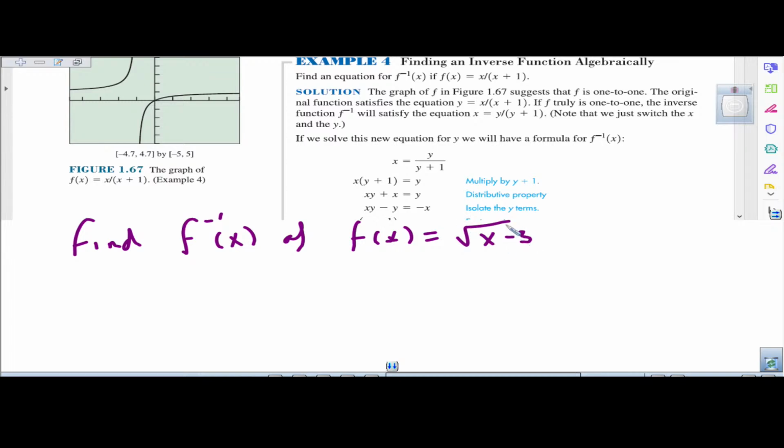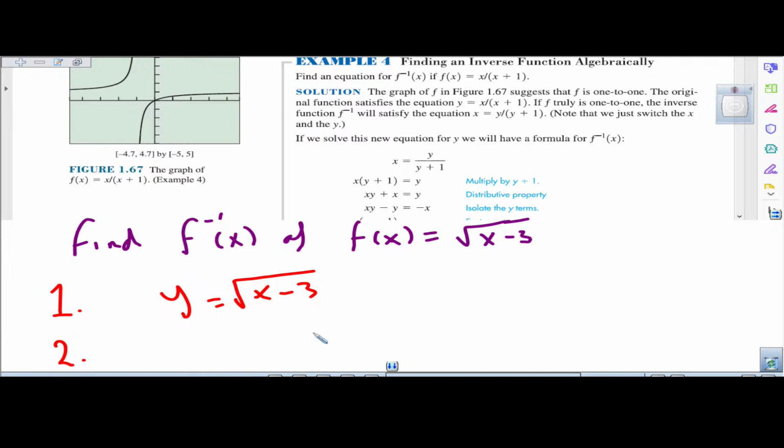Okay, I want to find out the inverse of this function algebraically, which is the first method that we are talking about today. Algebraically, I could find the inverse by following 4 steps. Can somebody tell me what's the first step? Sure, I'm going to change f of x to y, so that becomes y equals the square root of x minus 3.